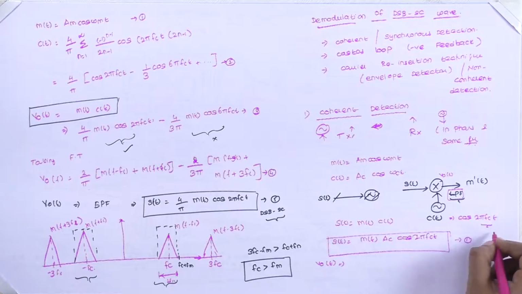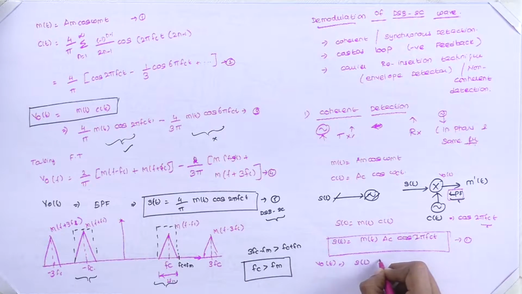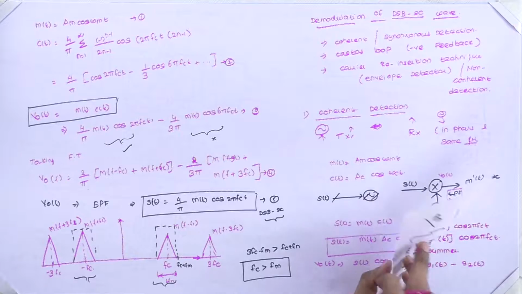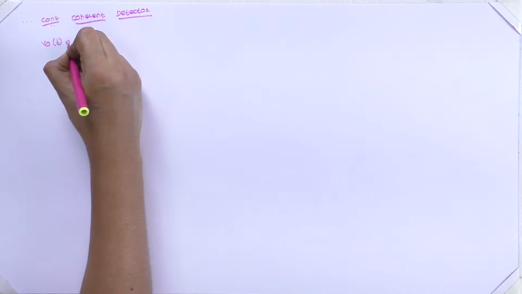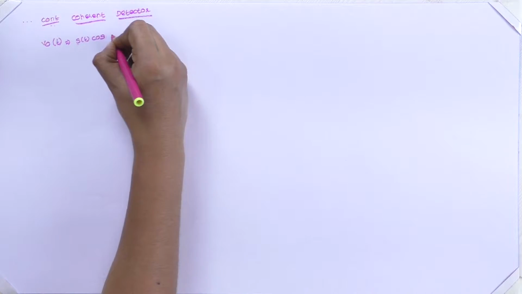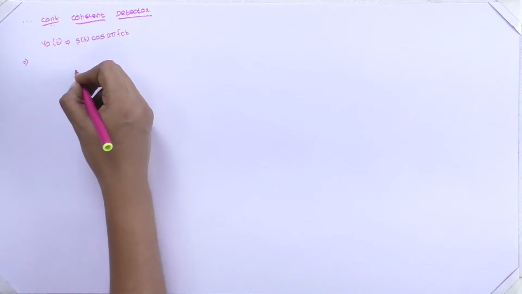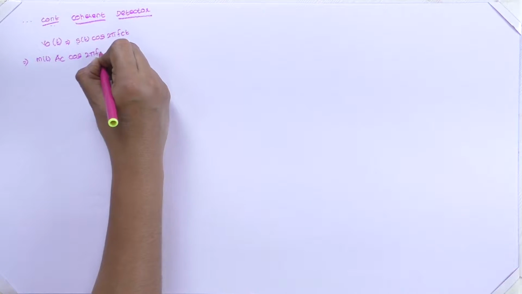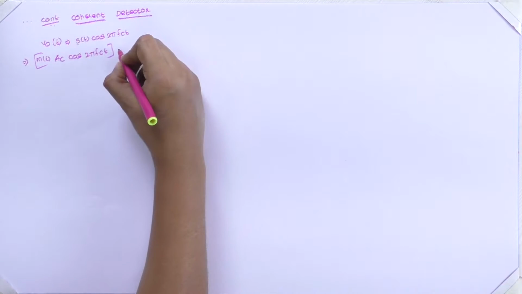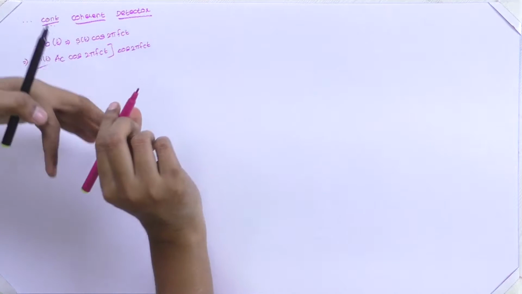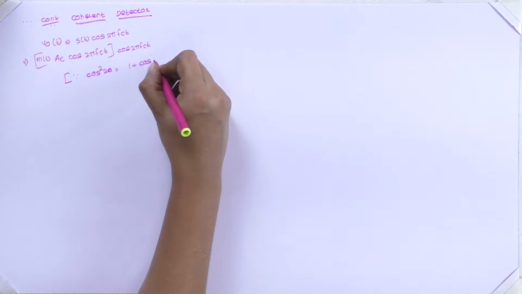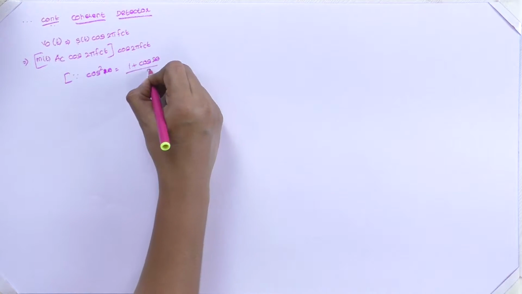The transmitter and receiver side are coherent with each other. Therefore, there will be no phase difference or frequency difference. S of t into cos of 2 pi fct, we refer to as equation number 2. The multiplication of these two gives V naught of t, which is equal to s of t cos 2 pi fct, and we know that s of t is m of t ac cos of 2 pi fct into cos of 2 pi fct. We know the trigonometric identity cos square theta is equal to 1 plus cos 2 theta divided by 2.